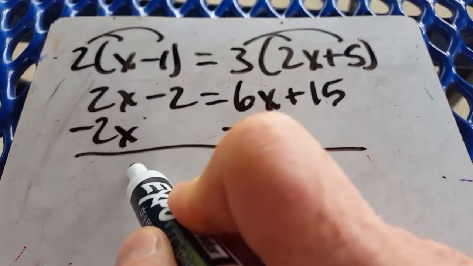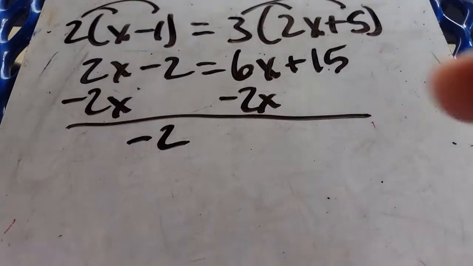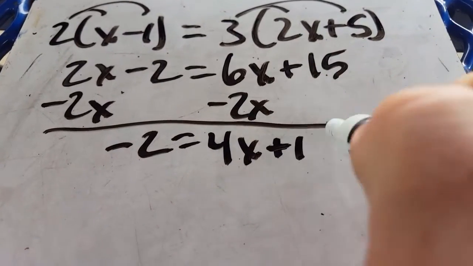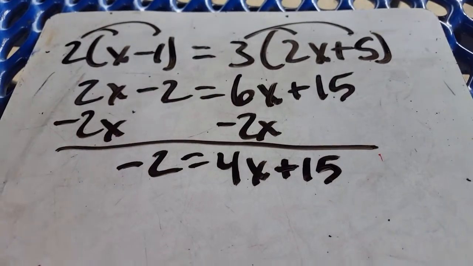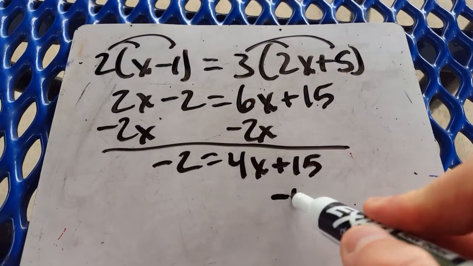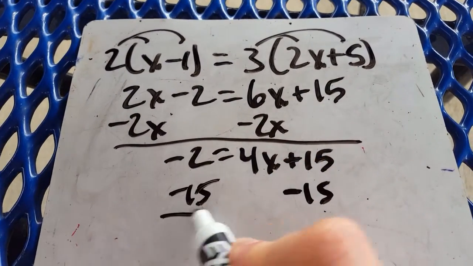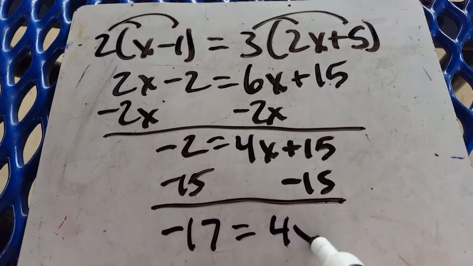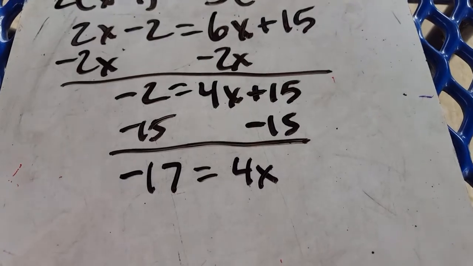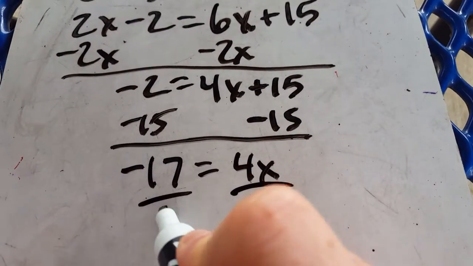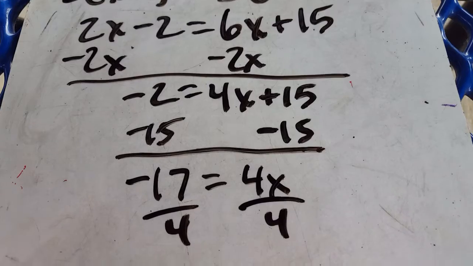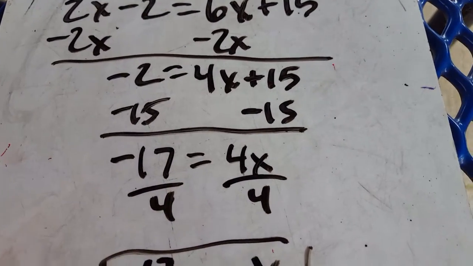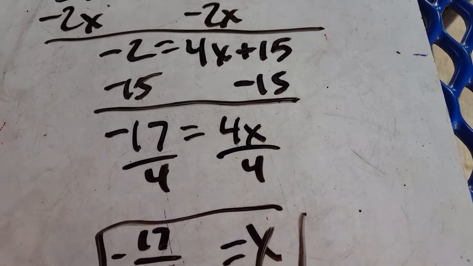So I get, let's see, negative 2. You got to be careful you don't forget the negative there. 6x minus 2x is 4x plus 15. And then I want to get all the numbers on the other side, so I'm going to do minus 15. And I get, let's see, negative 17 equals 4x. And then since that's 4 times x, I'm going to divide by 4. And I get negative 17 fourths as my answer, or if you really like decimals, that would be negative 4.25.